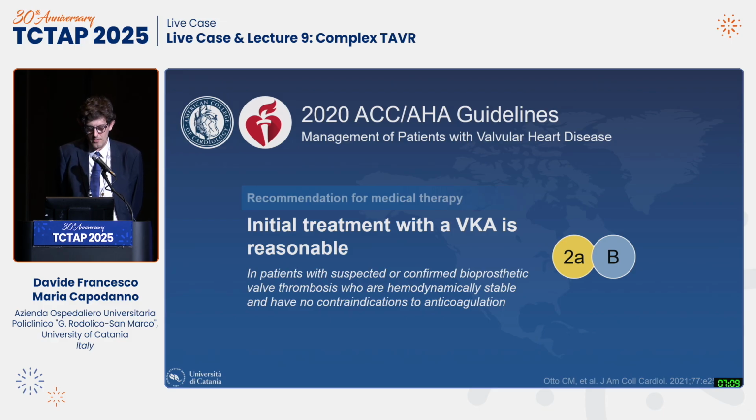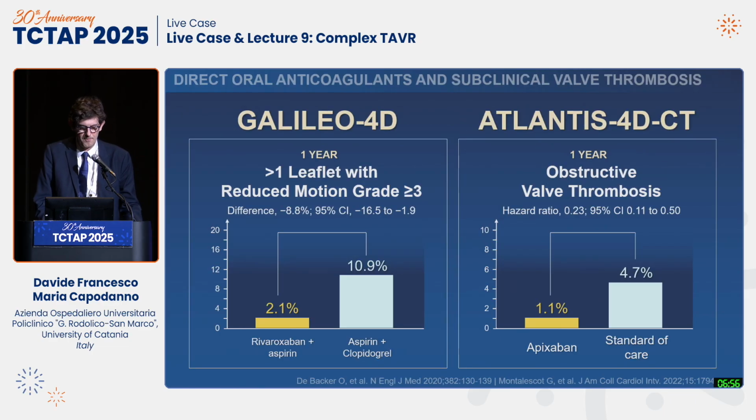It's deemed to be reasonable in patients with suspected or confirmed bioprosthetic valve thrombosis who are hemodynamically stable and have no contraindications to anticoagulation. So these two aspects are, of course, important to keep in mind. This is an extrapolation because these are not data generated in patients with clinical valve thrombosis, but this data apply to general patients undergoing TAVI.